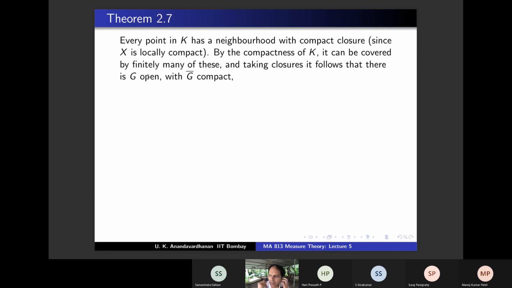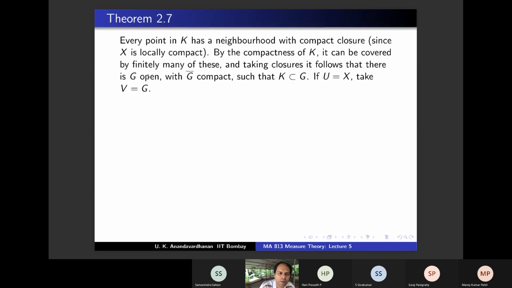So G is A union B, a finite union. Suppose it's A union B, then what is G bar? G bar is the closure of A union B, but that is the same as A bar union B bar, right? Yes. And that is compact, a finite union of compact sets. So K is contained in G and G bar is compact.